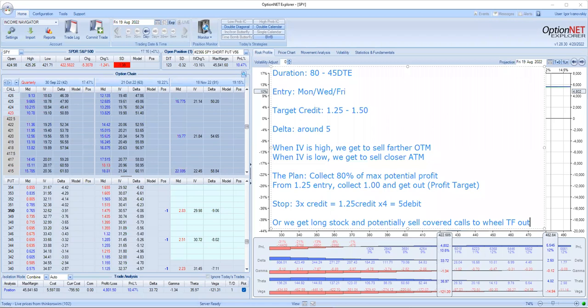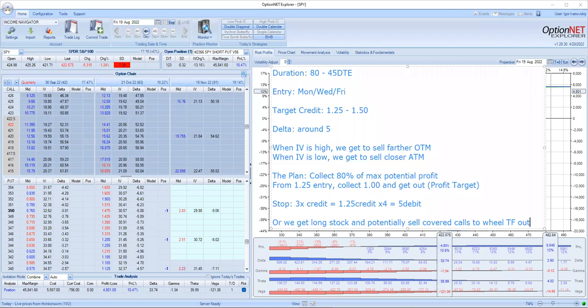So instead of getting assigned, I had a couple of positions get stopped out. And I just continue with my regular entry Mondays, Wednesdays, and Fridays. And you know, when you hit a stop, you hit a stop. That's part of your plan, and you can't deviate from that, or at least you shouldn't.